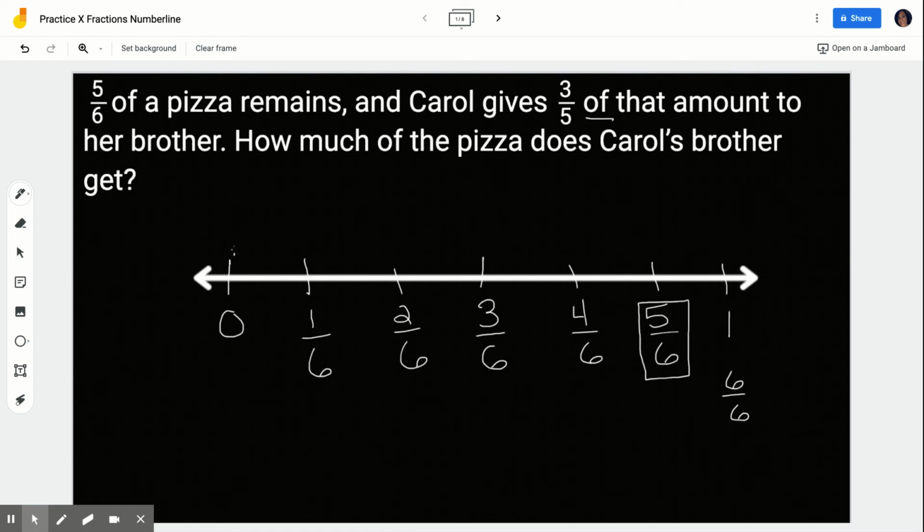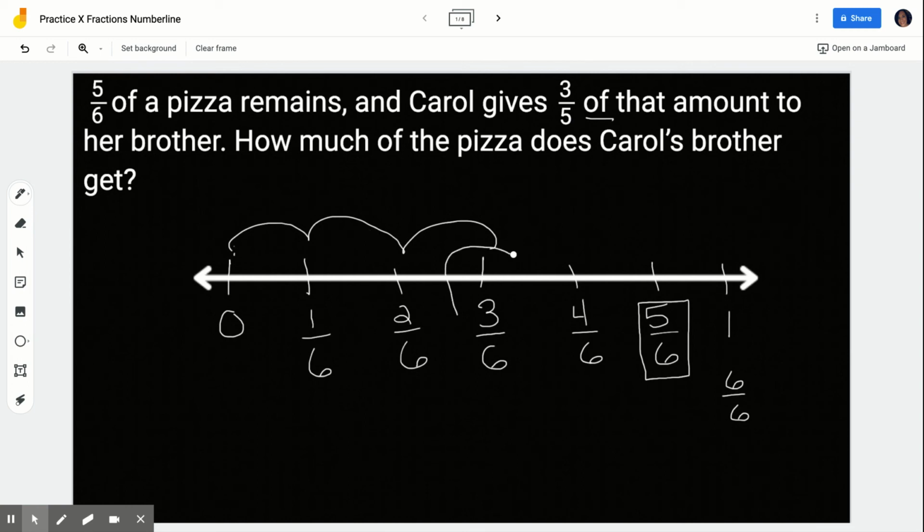So if I look, I'm going to jump 1, 2, 3, 4, 5. Oh, let me back it up. Got a little too excited. I'm not going to jump all 5. It's out of 5. So her brother got 1, 2, 3. So 3 out of 5. It would have been 5 jumps all the way to 5/6, but her brother got 3/5 of that amount. So that's 1, 2, 3/5 of that amount.